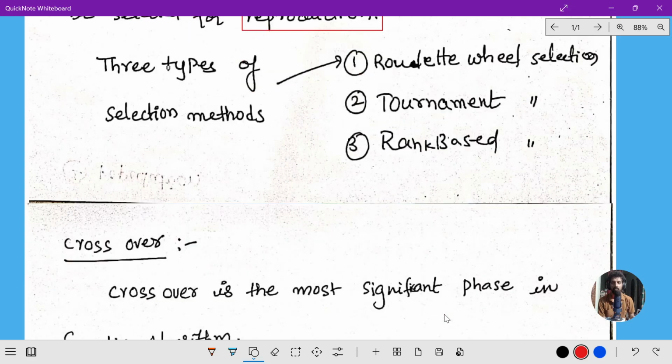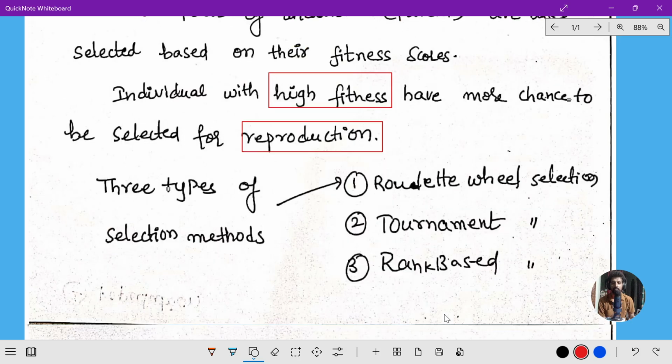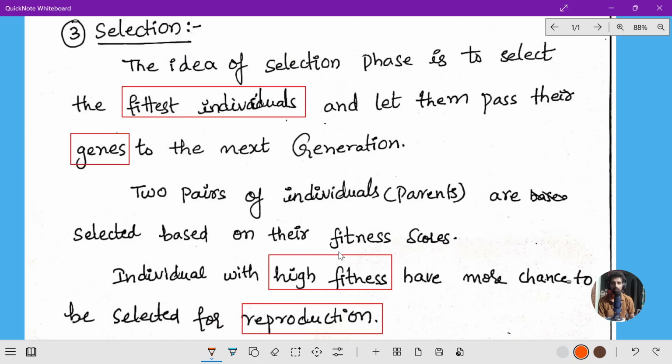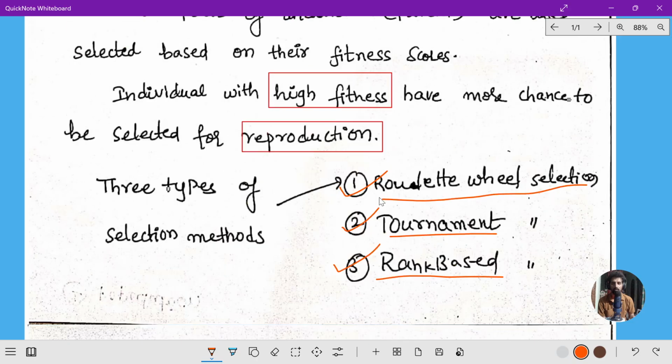There are three types in order to select. So you observe on the screen, this is the first one, this is the second one, and this is the third one. Rank based is there, tournament is there, and roulette wheel selection is there. So these are called selection methods. In order to select the individual by fitness, we are going to use these three methods.